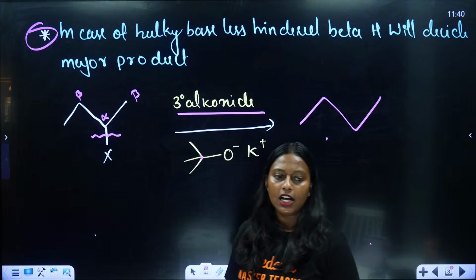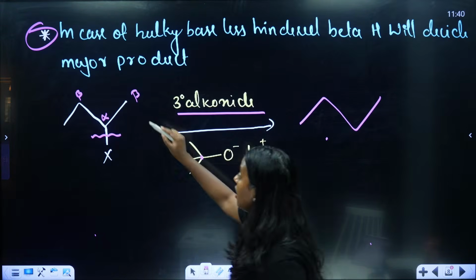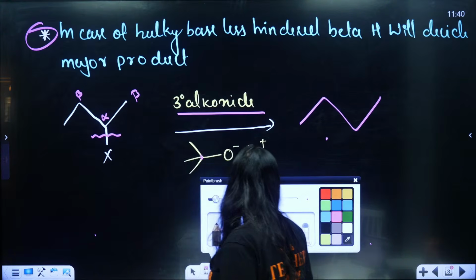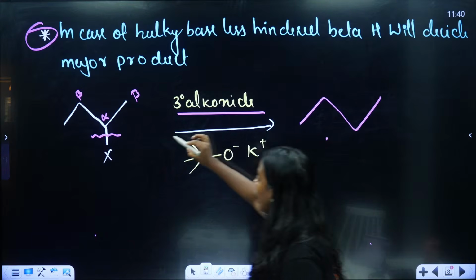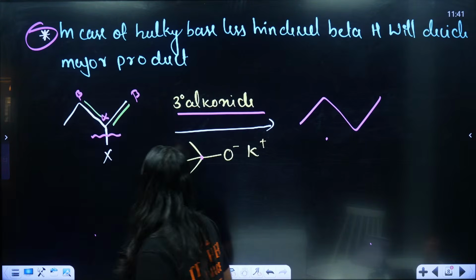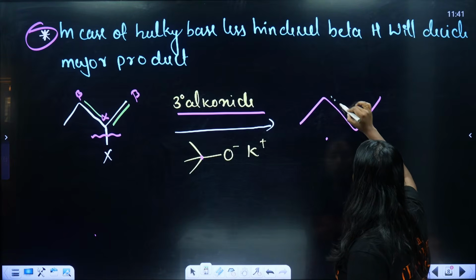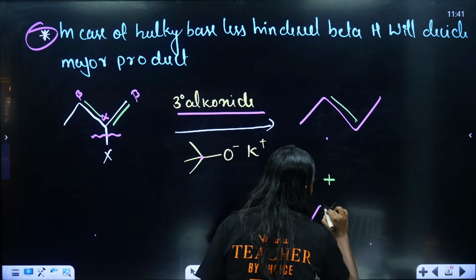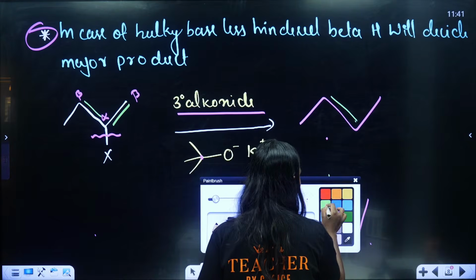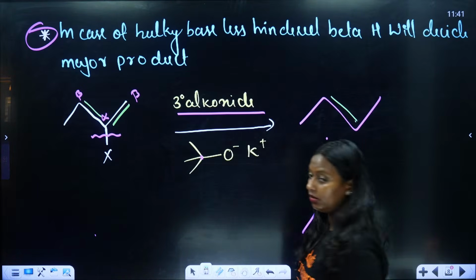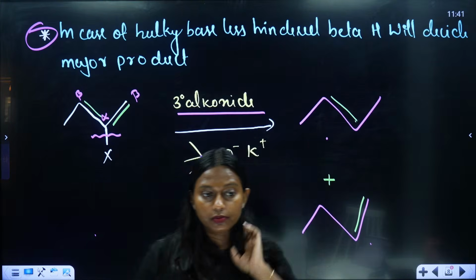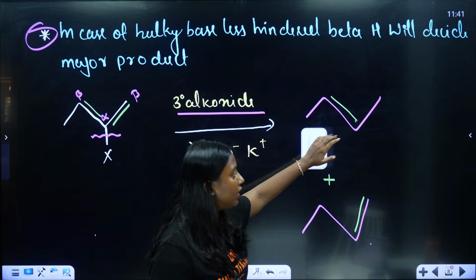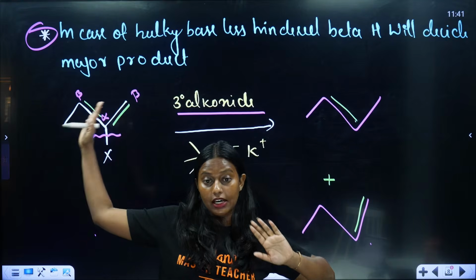So here you can see it is alpha beta elimination. I already told that it is also called alpha beta. Yes, very good, Durga. So what will be the product? The double bond will be either here or here. Here I am writing this one, and the second product is this also. You can expect two products, because there are 2 alpha and 2 beta carbons.